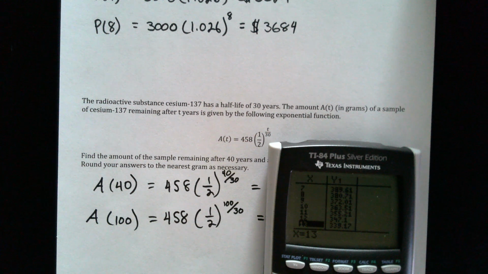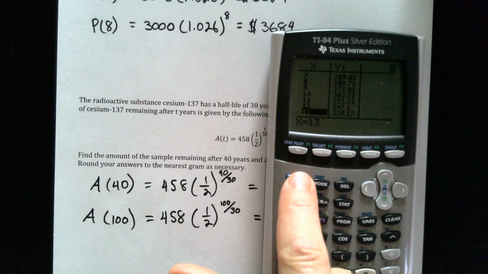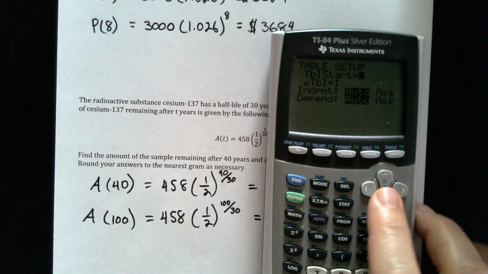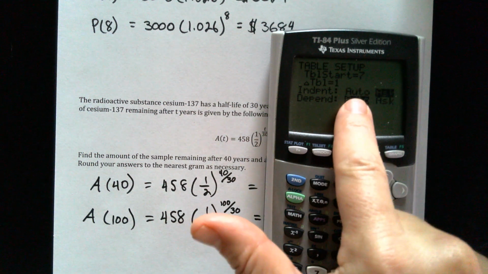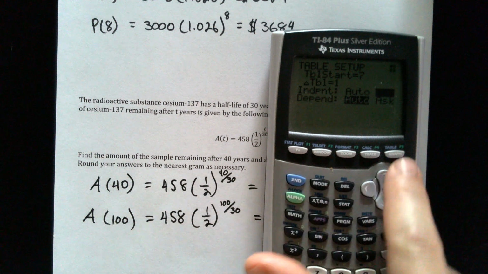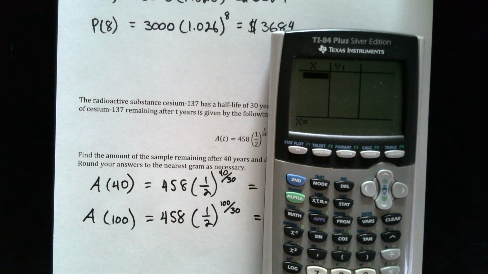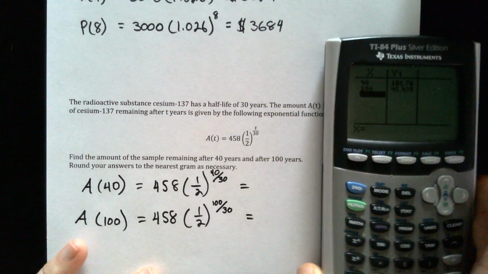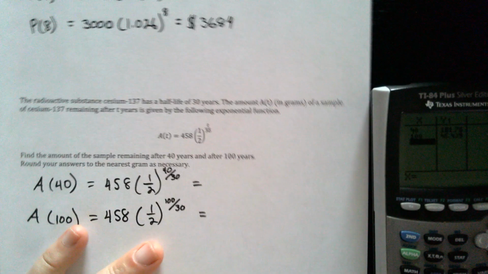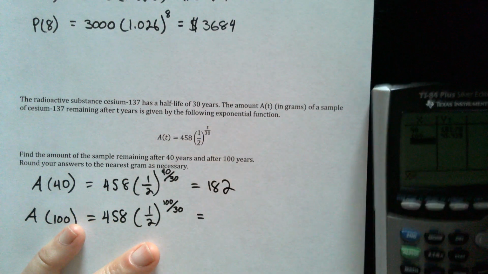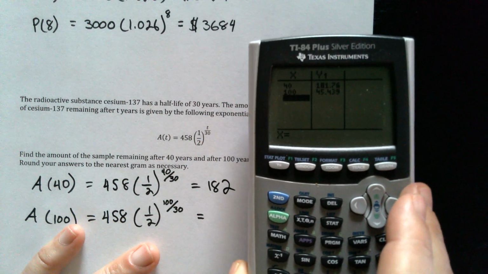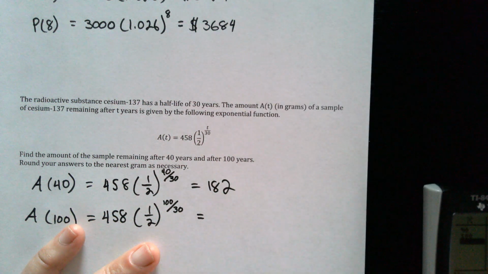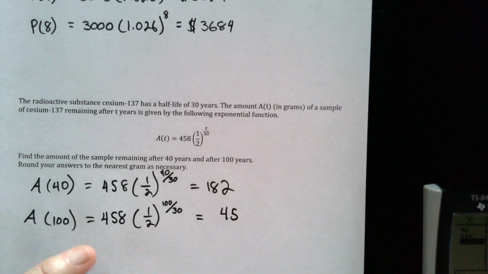You can also do this: hit second table set, and change the first one to ask. Now when you go back to your table by hitting second graph, you have no values. You can just type in what's the answer at 40 or at 100, and it gives you those two answers. For the first one, I need to round to the nearest gram, so I'll round that one up to 182. The other one was 45.4, so I'm not going to round that one up. It'll be 45. And that's it.